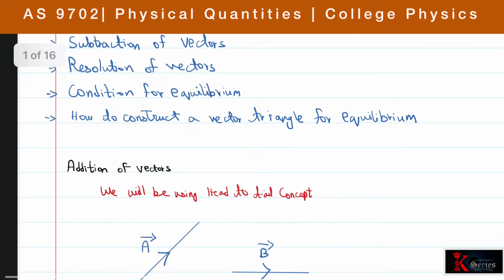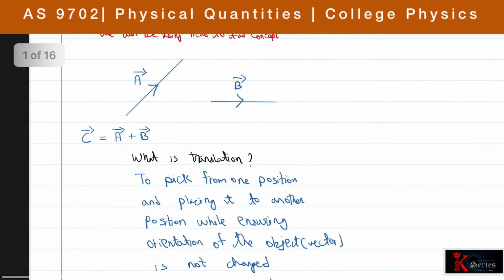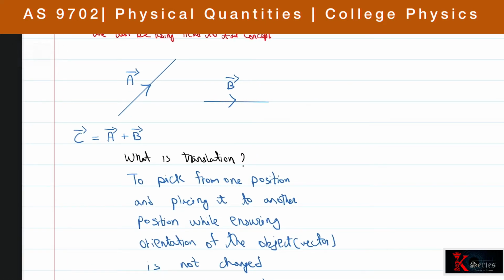So what is translation? First of all, we need to know what exactly is translation. Translation refers to picking up an object from one position and placing it to another position while ensuring that the orientation of the object or the vector is not changed. So we're basically picking up the object or the vector from one position and placing it on the other position while ensuring that the orientation is not getting changed, right?